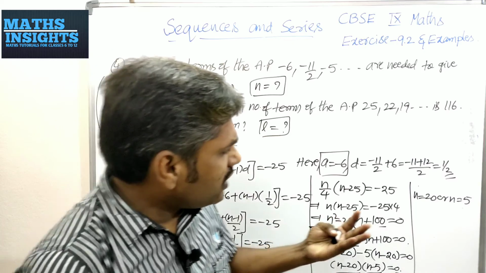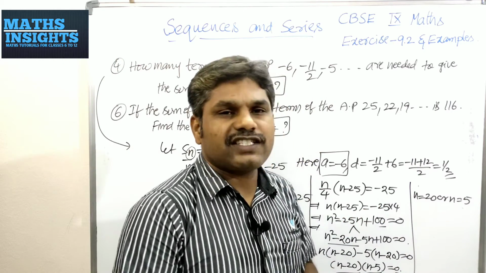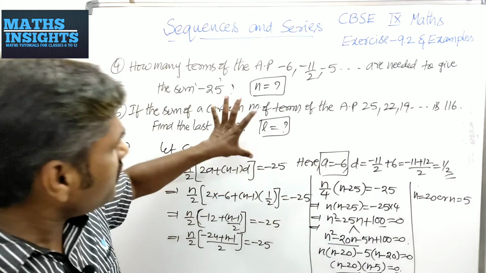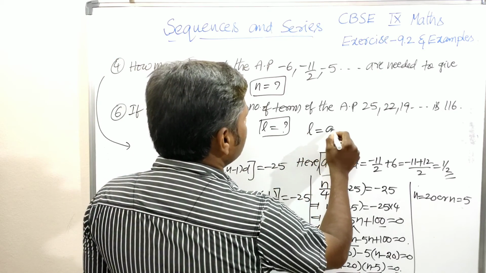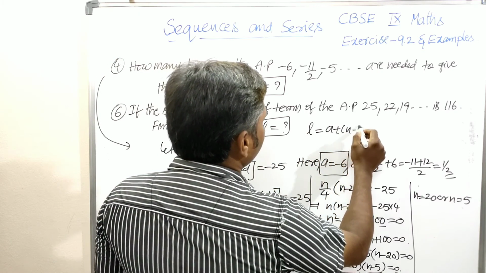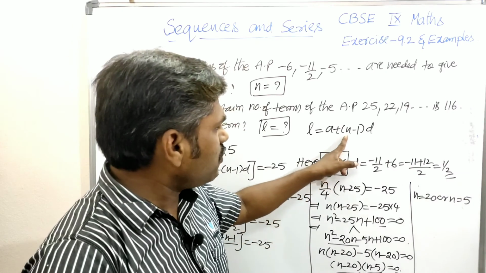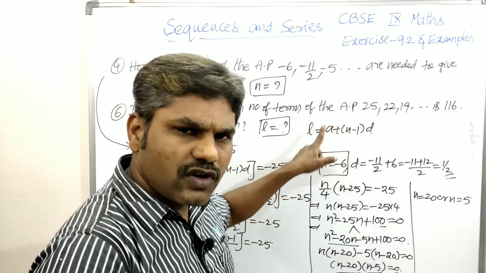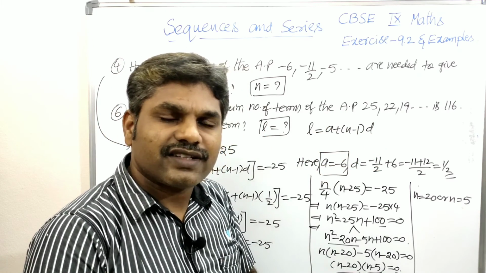See, you are getting two values for n, 20 and 5, both are acceptable. After finding the number of terms, you may find the last term. Last term can be calculated as L is equal to a plus n minus 1 into d. So in this case you have to calculate n, you know a, you know d. If you substitute all values, you will get the last term. Is it or not? Yes.